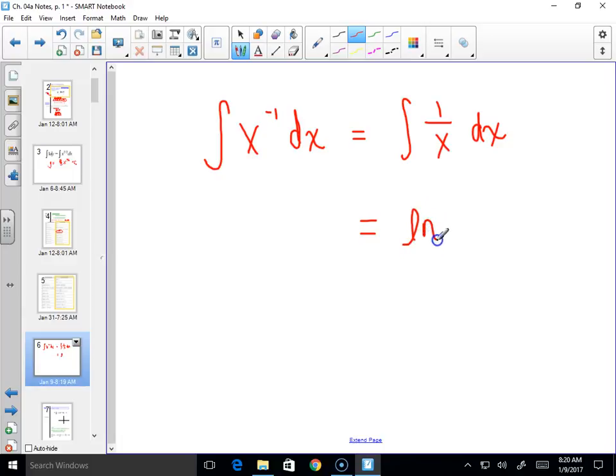Why does this get tricky? Because it looks like a power rule, but what would happen if you tried to do the power rule? You would have x to the -1 plus 1, x to the 0, over -1 plus 1, 0. So the nice thing is the power rule breaks down for this example, which is a good thing because the integral of 1 over x dx, its antiderivative, is ln of, now here's where it gets a little funny, ln of the absolute value of x.